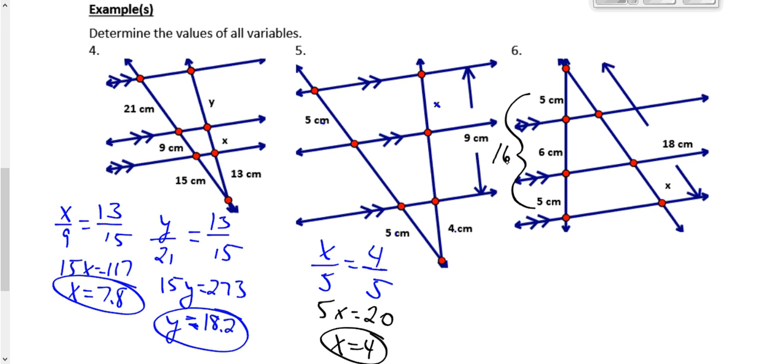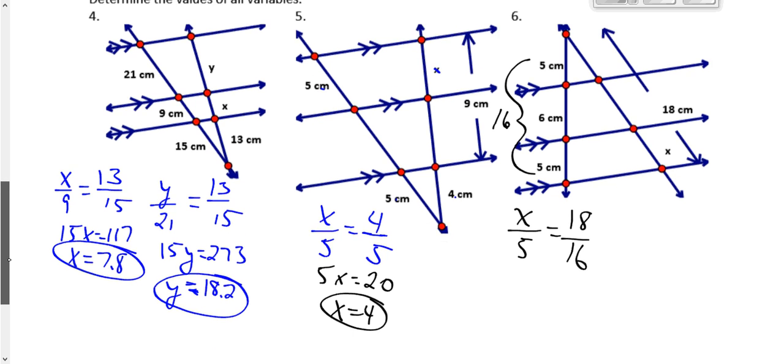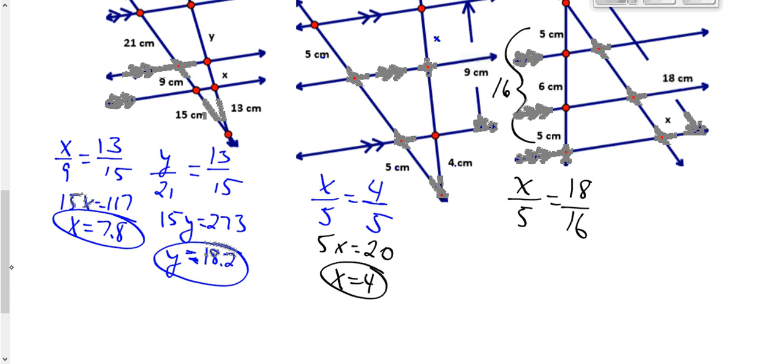So I did x over 5 equals 18 over 16. Right. X goes with 5 and the 18 goes with the 16. Got it? Good?